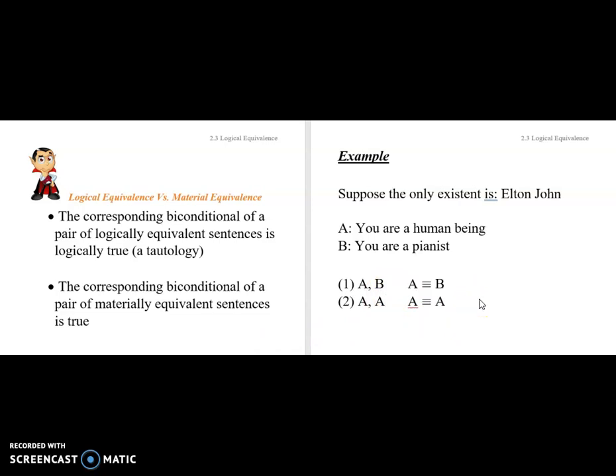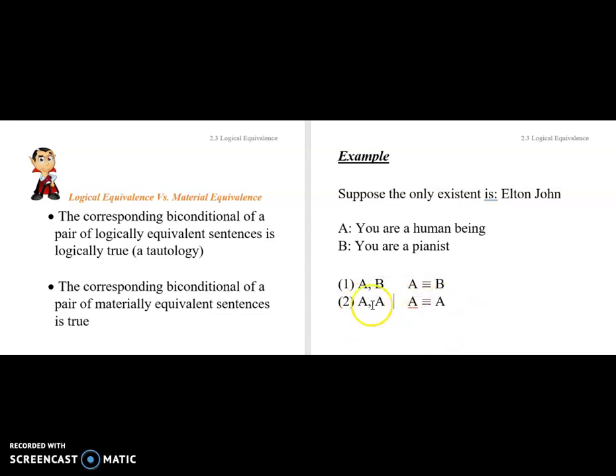Okay, so it's pretty nifty here, but this is how this works out. The first thing you have to do is figure out the corresponding biconditional of both pairs. The corresponding biconditional of this pair of sentences is A if and only if B, and the corresponding biconditional of this pair of sentences is A if and only if A. Now, if you work out the truth tables for this, you'll see that sometimes A if and only if B is true, and sometimes it's false. When you work out the truth table for this, you're going to see that it's always true, and therefore this sentence is a tautology, and therefore this proposition is in fact logically equivalent to this proposition.